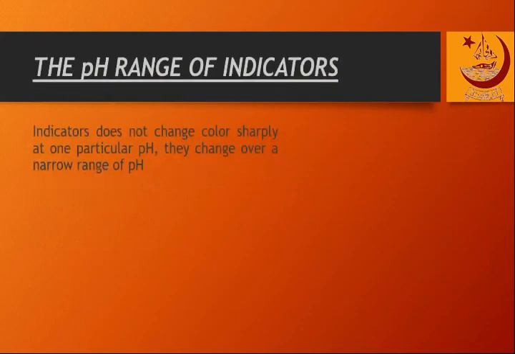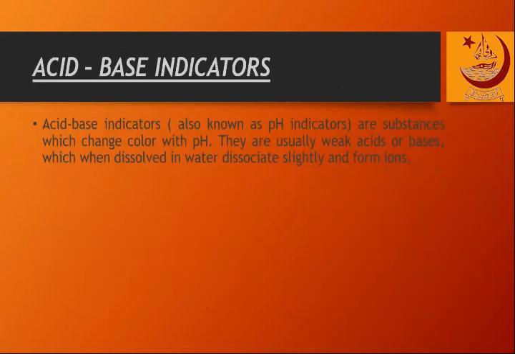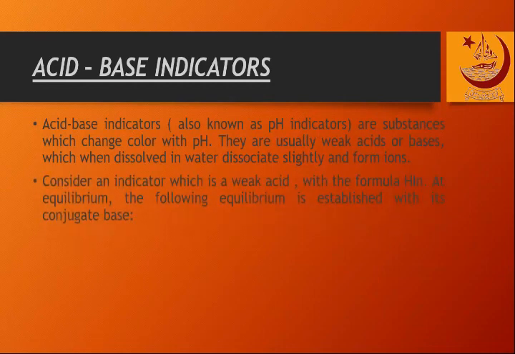Indicators do not change color sharply at one particular pH, they change over a narrow range of pH. Acid-base indicators, also known as pH indicators, are substances which change color with pH. They are usually weak acids or bases which when dissolved in water dissociate slightly and form ions. Consider an indicator which is a weak acid with the formula HIN. At equilibrium, the following equilibrium is established with its conjugate base. HIN plus water, H3O+ plus IN-.